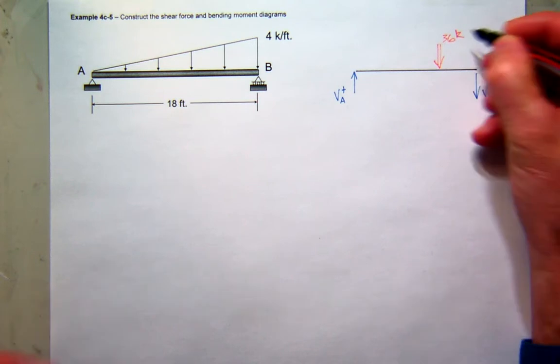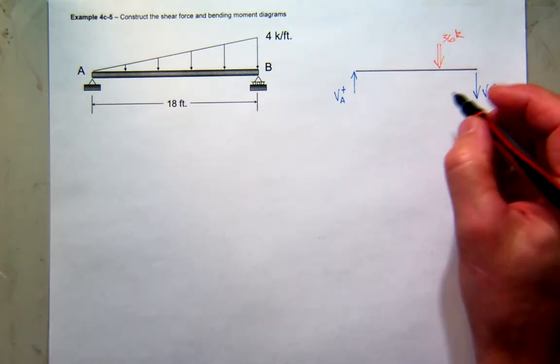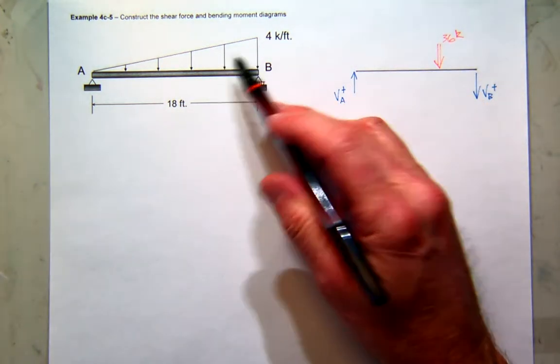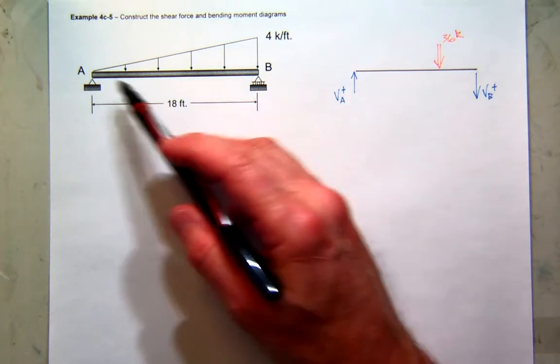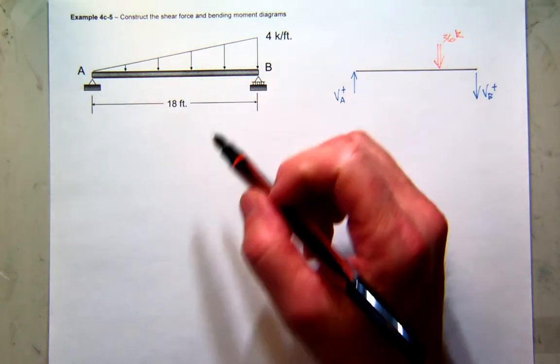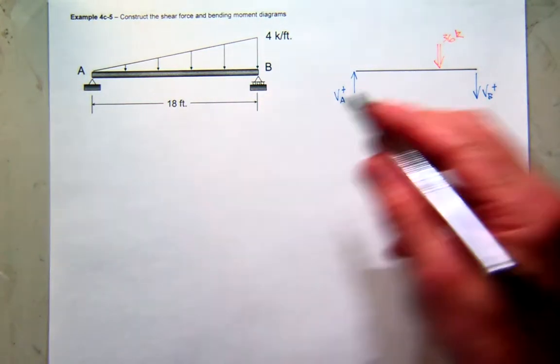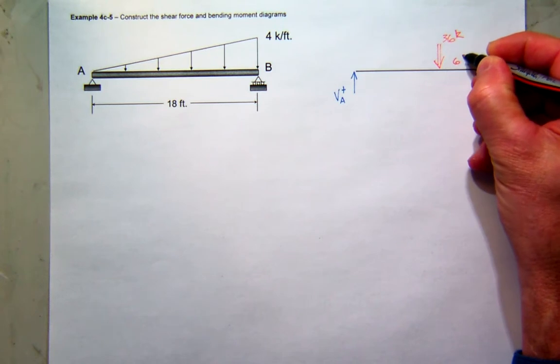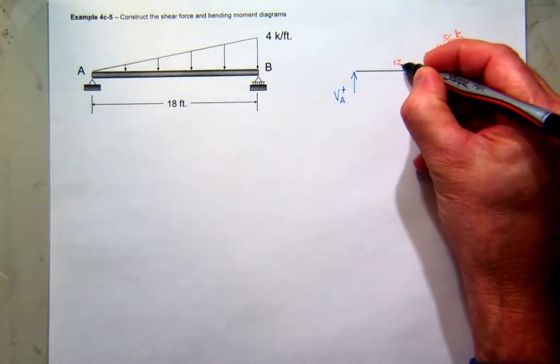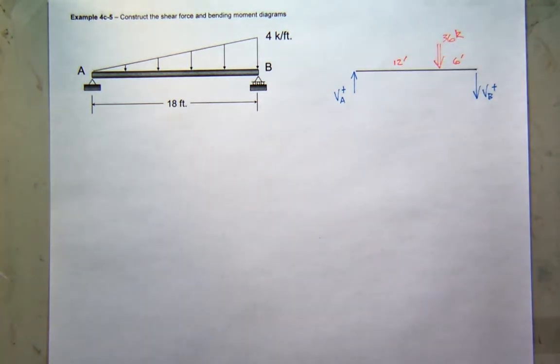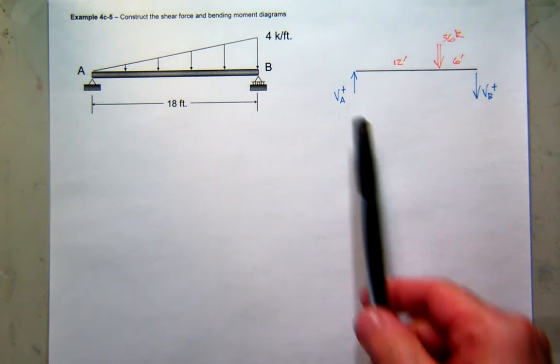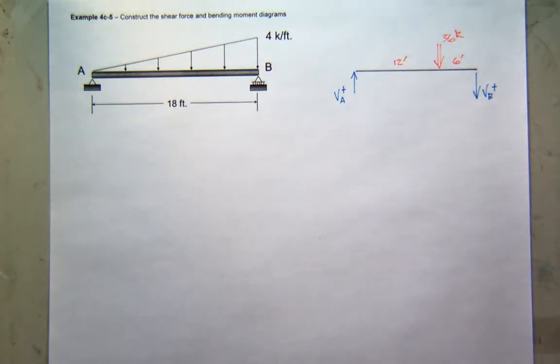So 36 kips. And we all know that the centroid of a triangle is either 1/3 from the big end or 2/3 from the small end. Either way, that will give you 6 feet on the right side or 12 feet on the left side. And I just need to find these reactions, which are shear forces.